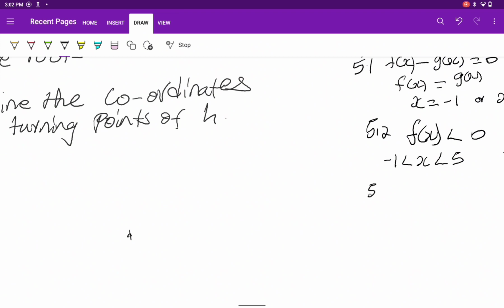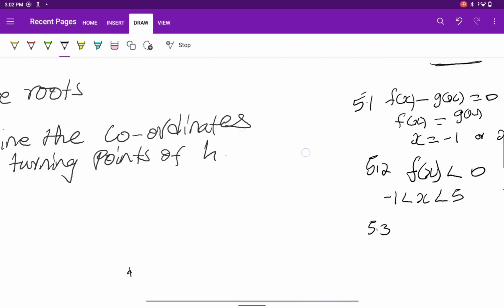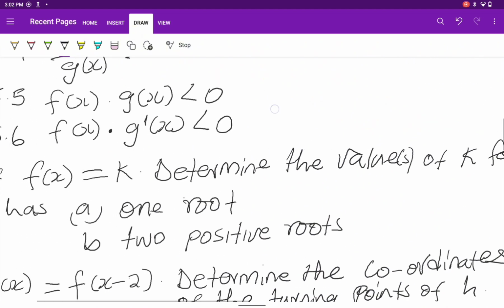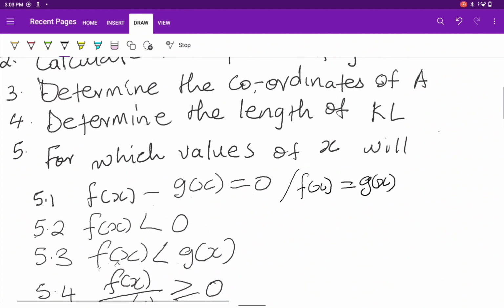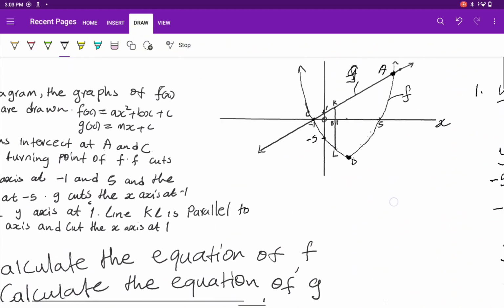Okay, and now let's look at 5.3. Okay, question 5.3. Now, f at x is less than g at x. F at x is less than g at x. Now, this is simply where the graph of f is drawn below the graph of g, regardless of the axis, as long as the f graph is below.